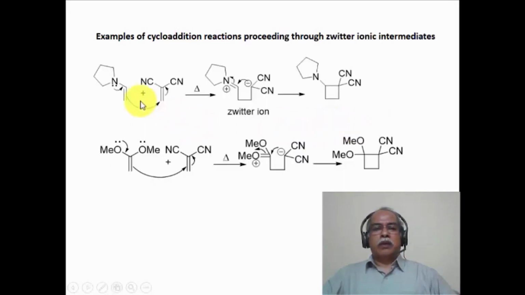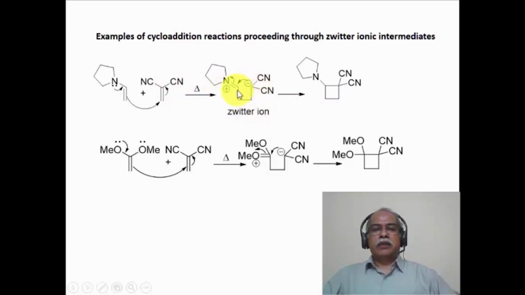Now, when the two components are highly biased in terms of their electronic nature, one being extremely electron rich, the other one being extremely electron poor in nature, they can undergo cycloaddition reaction through the formation of ionic intermediates of this type. Take the example of this particular enamine, which is nothing but N-vinyl pyrrolidine, for example, and dicyanoethylene as the other component. The cycloaddition reaction essentially gives you the cyclobutane derivative, but not in a single step, but in a stepwise process involving the formation of a zwitterion.